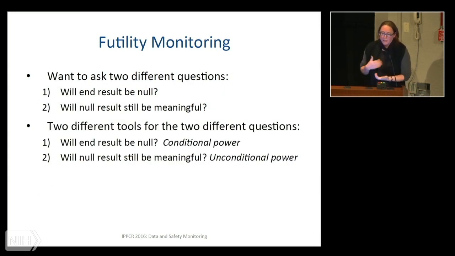So, this futility monitoring can be summarized by two different possible questions you might want to ask. Will the result in the end be null? Will the result in the end be null and still meaningful? The first one is when you want to stop early. You might do a conditional power analysis: what's the probability of getting a null result, given the data that we have so far? And the other one, if you want a meaningful, interpretable null result that gives you information that the efficacy is lower, then you need to fully enroll, and you would rely on that unconditional power.